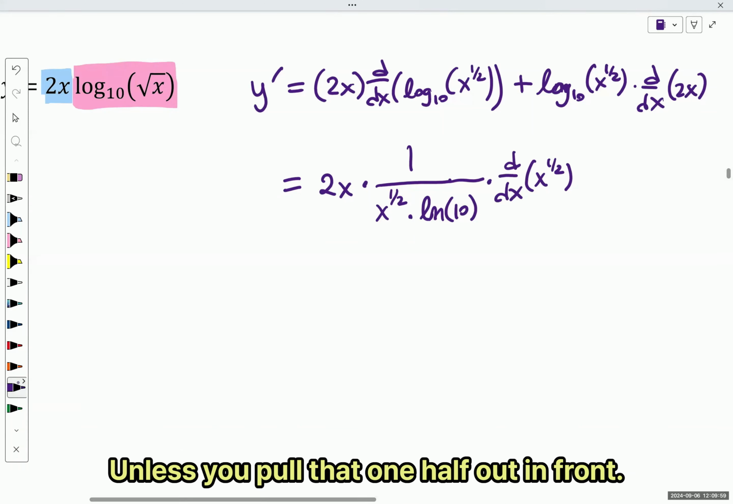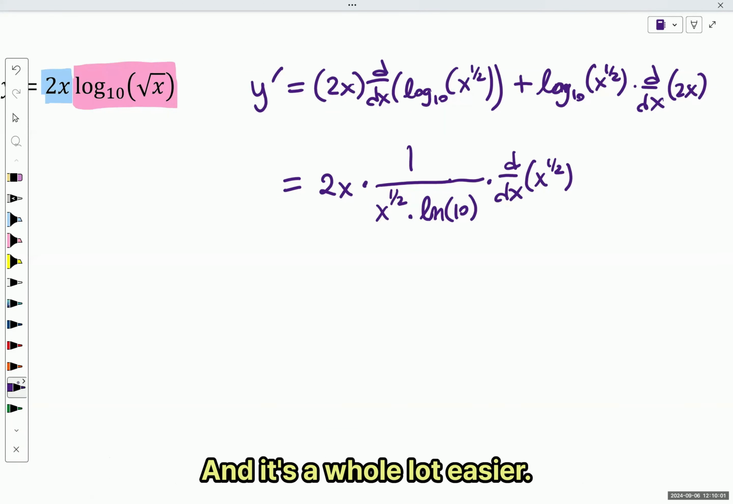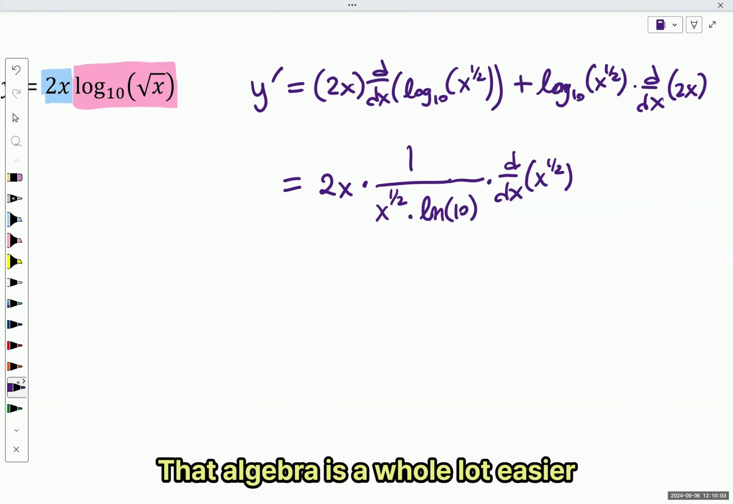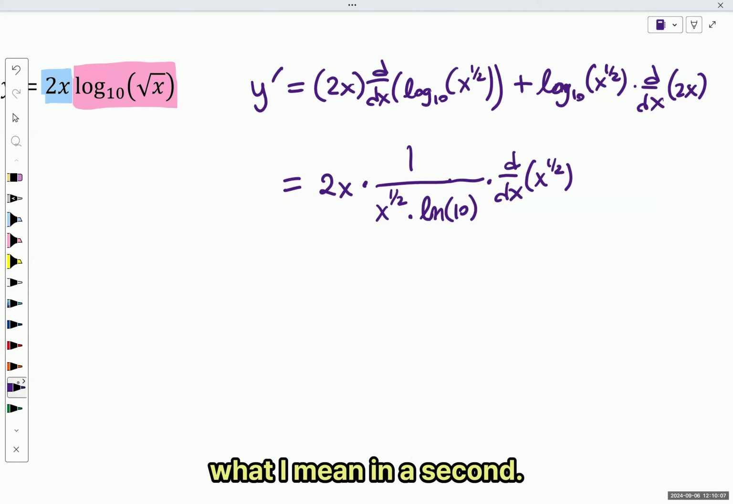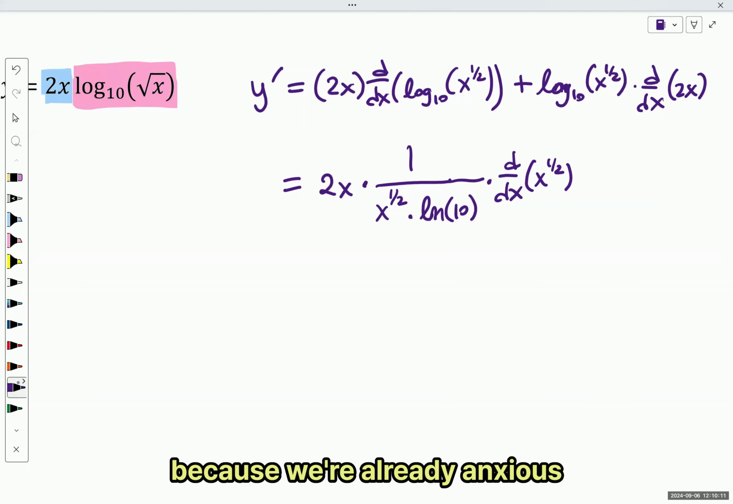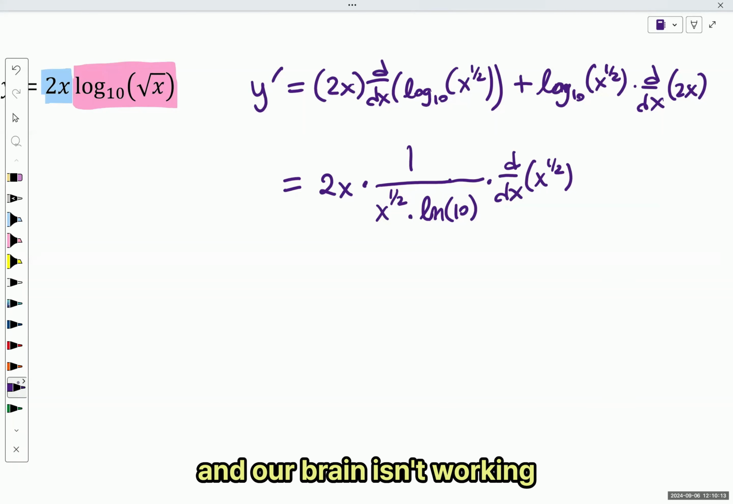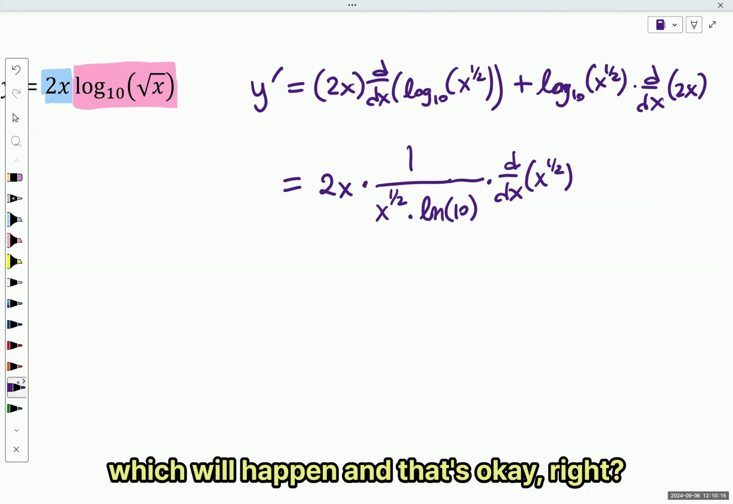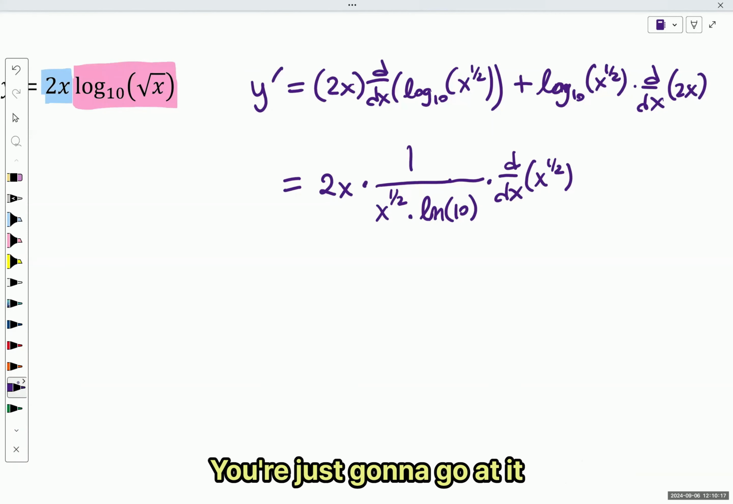Unless you pull that 1/2 out in front. And it's a whole lot easier. That algebra is a whole lot easier if you do it, and I'll show you what I mean in a second. But let's say we don't see the algebra because we're already anxious about the test and our brain isn't working at its highest function, which will happen. And that's okay, right? You're just going to go at it.